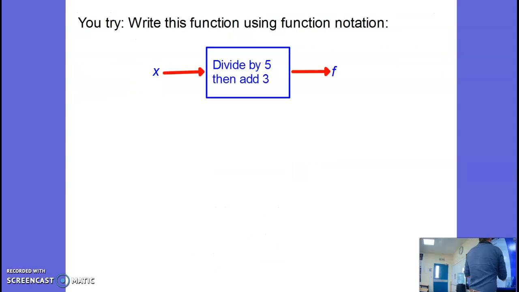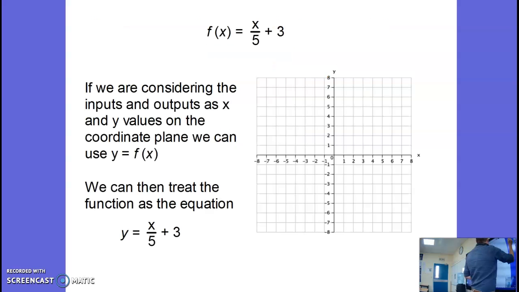All right. You have a go. What would the function notation be for this one? If we've got the input x and the output of f comes from dividing x by 5 and then adding 3, what do you think that would look like? Pause now, write down what you think, and here's what I think. So there's the notation. Function f of x is equal to x divided by 5 and then add 3. Pretty straightforward stuff, I would say.